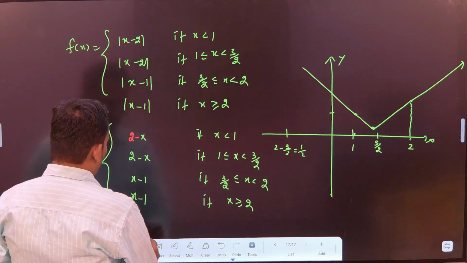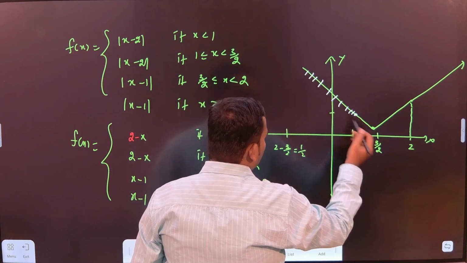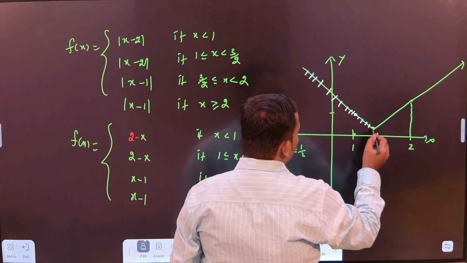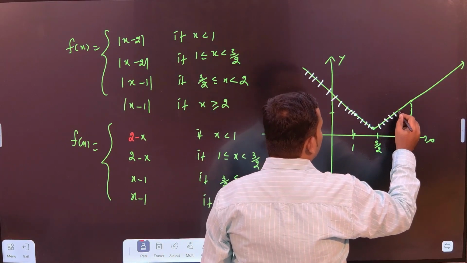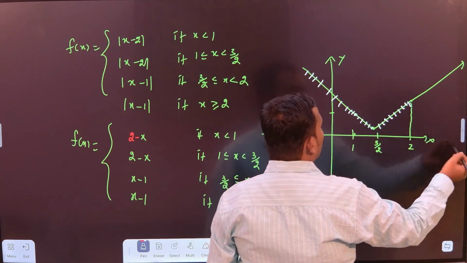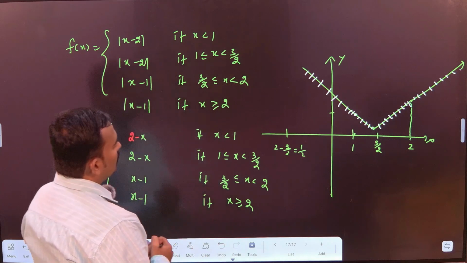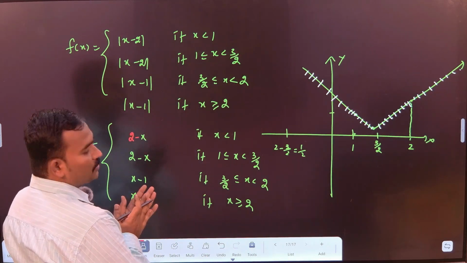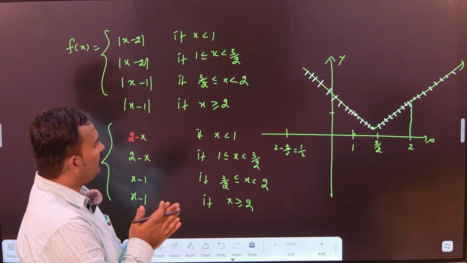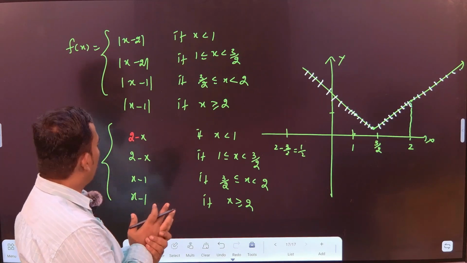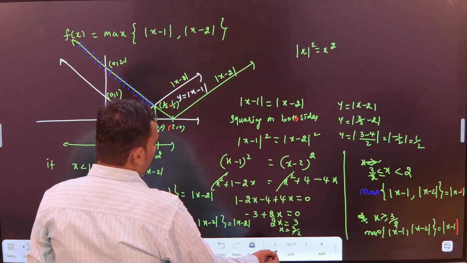The graph will be, this is also the maximum. So 1 to 3 by 2 also the maximum is mod x minus 2 only. When 3 by 2 to 2, mod x minus 1 is the maximum. When you take 2 to infinity also, mod x minus 1 is the maximum, right? So this is your graph of the maximum of these functions. I hope everyone understands, right? Okay. So next you can see what is being asked.